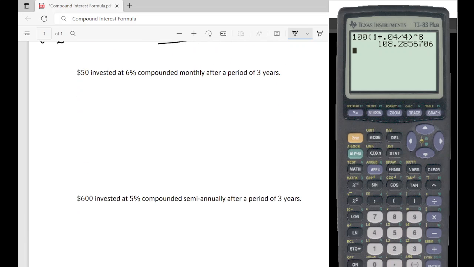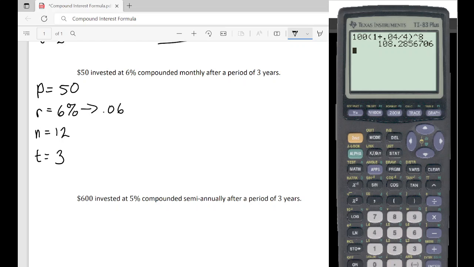Let's do it again with this one. $50 invested at 6% compounded monthly for a period of 3 years. So again, let's write out what we know. Our principal, our starting amount, is $50. Our rate is 6%, but we convert that to a decimal, so divide it by 100 and we get 0.06. Our compounded period is going to be monthly, and since there are 12 months in a year, we say that n equals 12. And the amount of time that's passed by, 3 years.